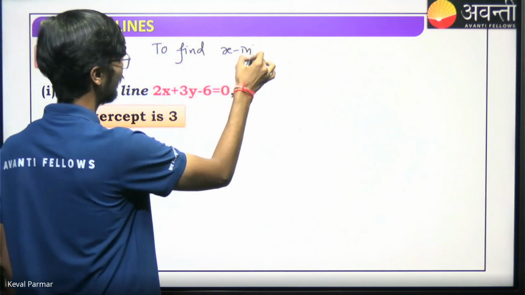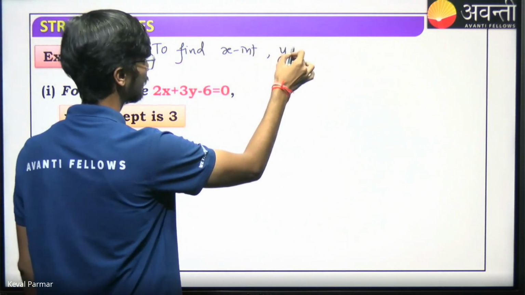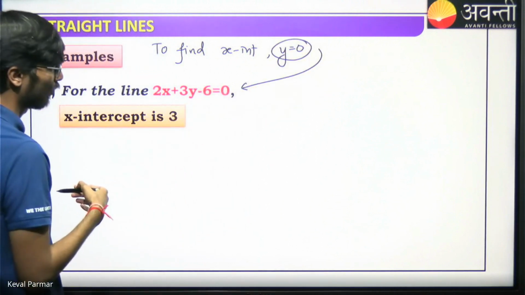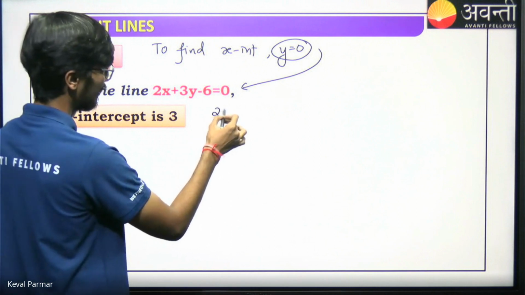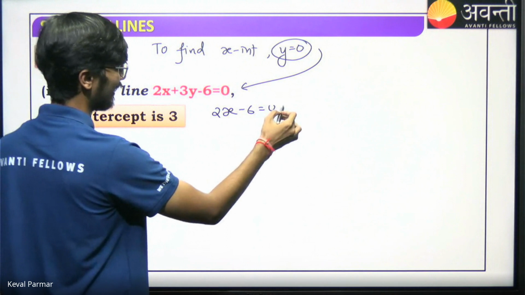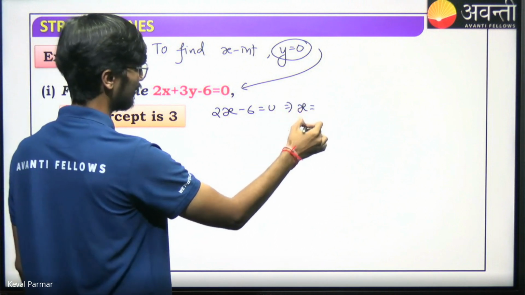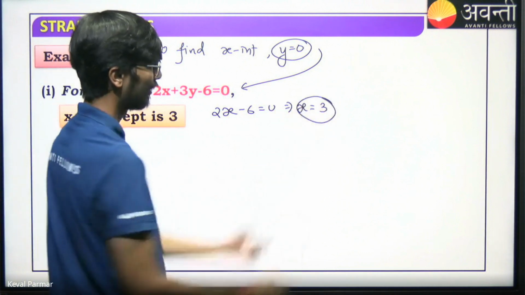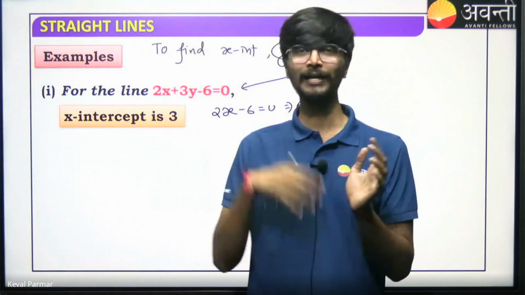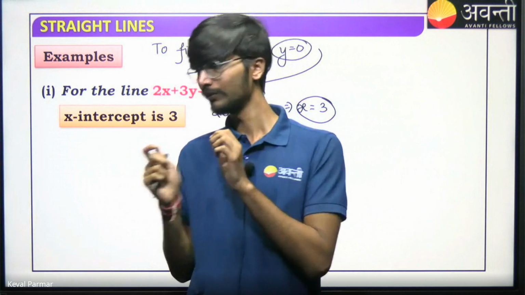x-intercept, if we want to find x-intercept, just put y equals to 0. So if I put y equals to 0 here, what I'll get? I'll get 2x, this is 0, minus 6 equals to 0. So that means my x value is 3. And this value of x is basically the x-intercept. So how to get x-intercept? Just put y equals to 0.